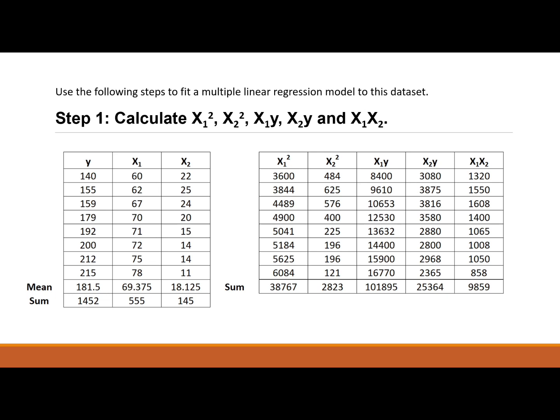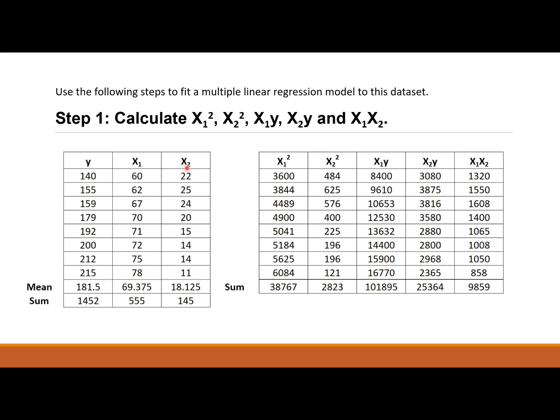So in the multiple linear regression model, we have to calculate the x1 squared. So here we have 60. So 60 squared equals 3,600. Second is 62 squared. We get 3,844. Same with 67 and so on and so forth. Then after that, we have to get the sum of all the values given.